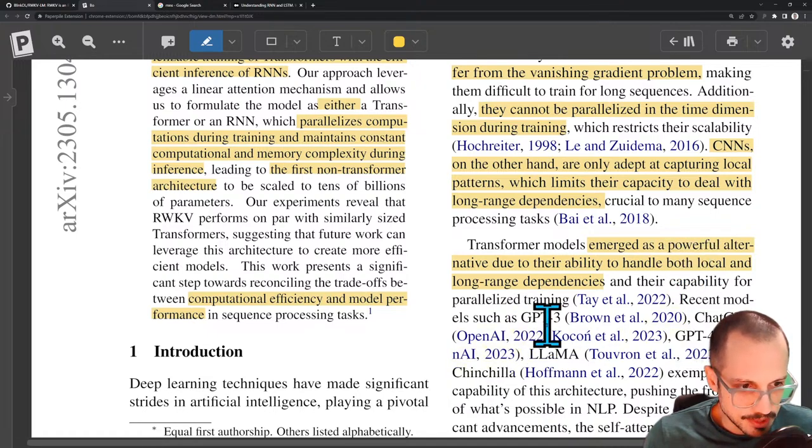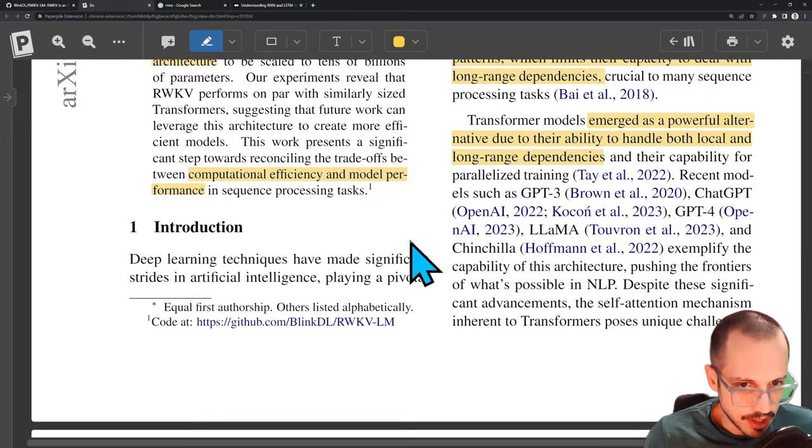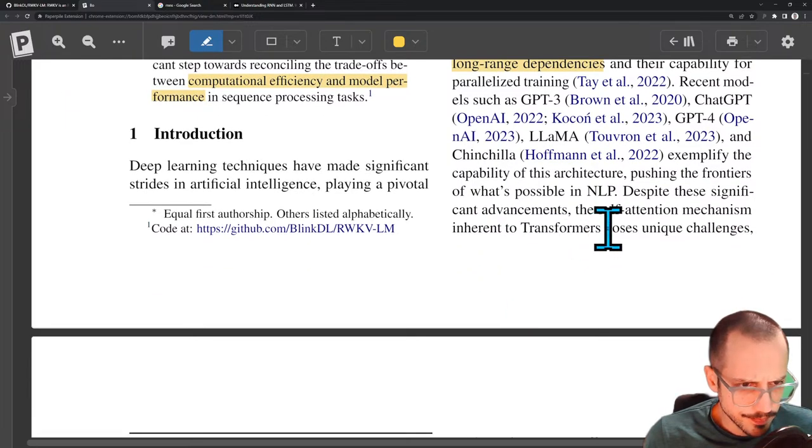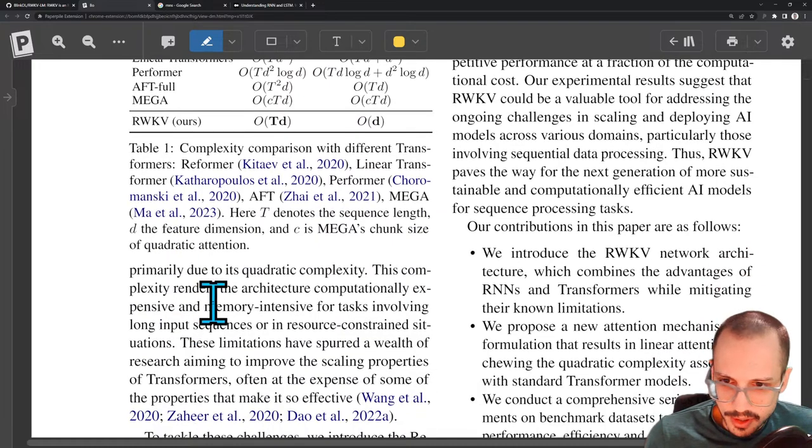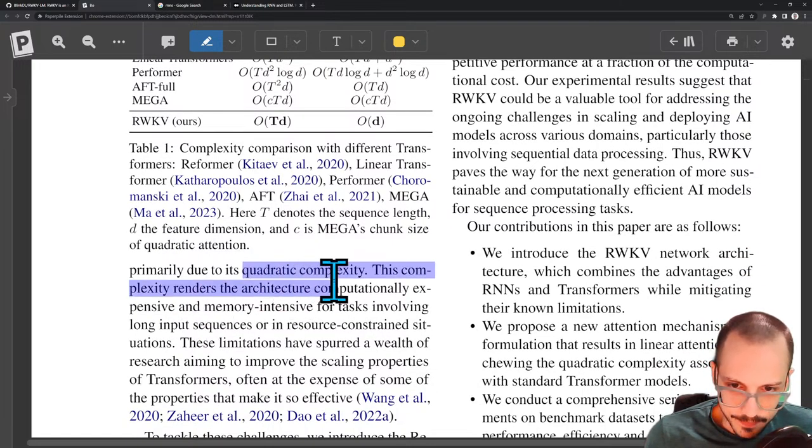Recent models such as GPT-3, ChatGPT, GPT-4, Llama, and Chinchilla exemplify the capability of this architecture, pushing the frontiers of what's possible. The self-attention mechanism inherent poses unique challenges, primarily due to its quadratic complexity.